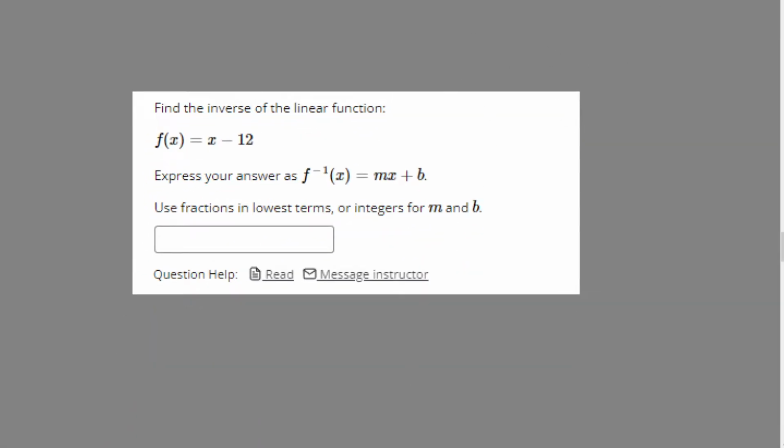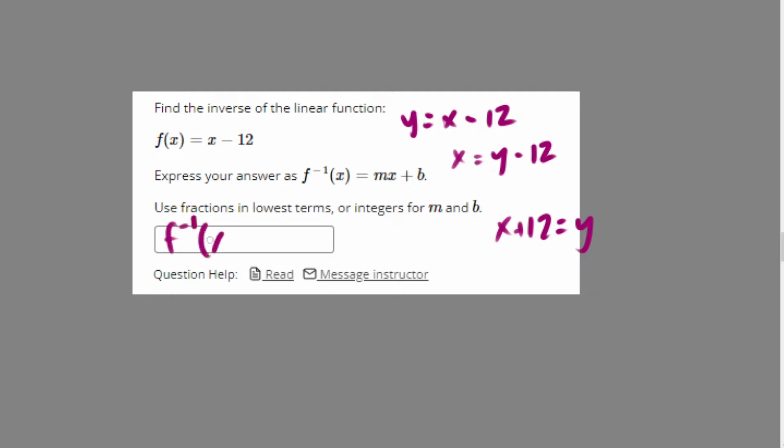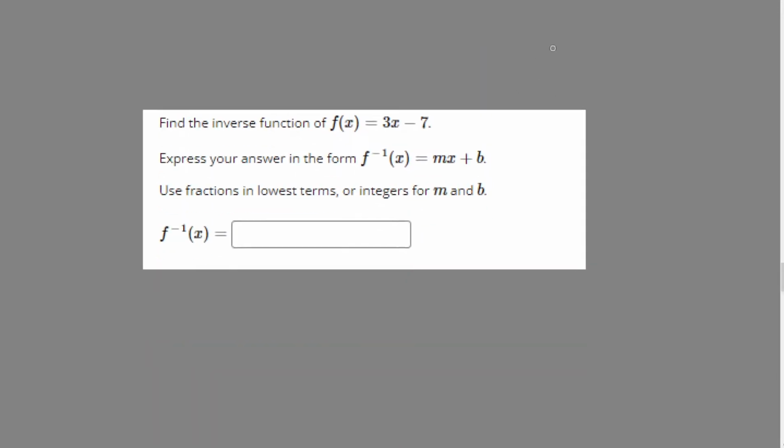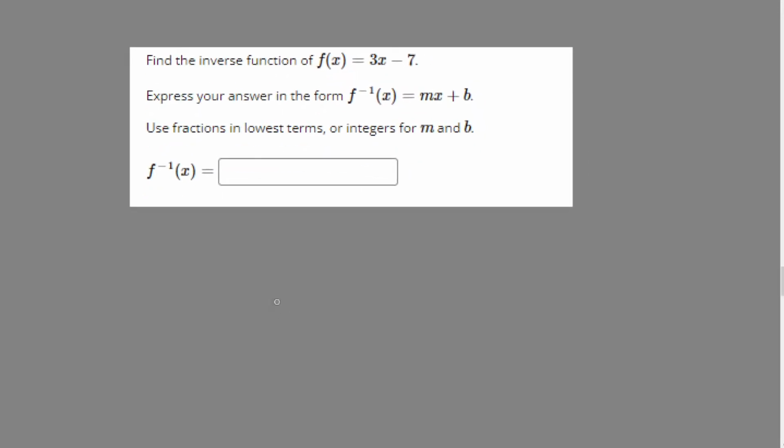Find the inverse of the linear function. So we'll have y equals x minus 12. x equals y minus 12. x plus 12 equals y. So yeah, f inverse of x equals x plus 12. There you go. Find the inverse function of f of x equals 3x minus 7.